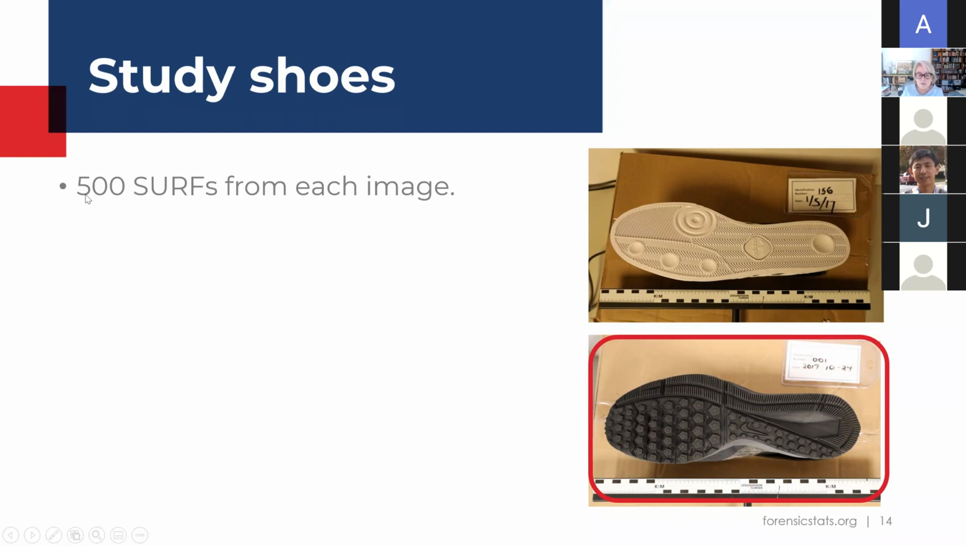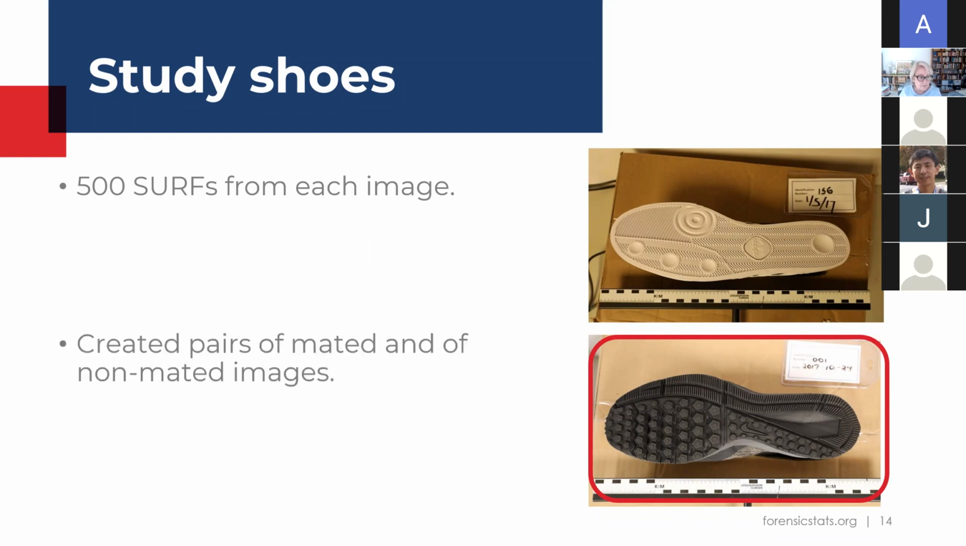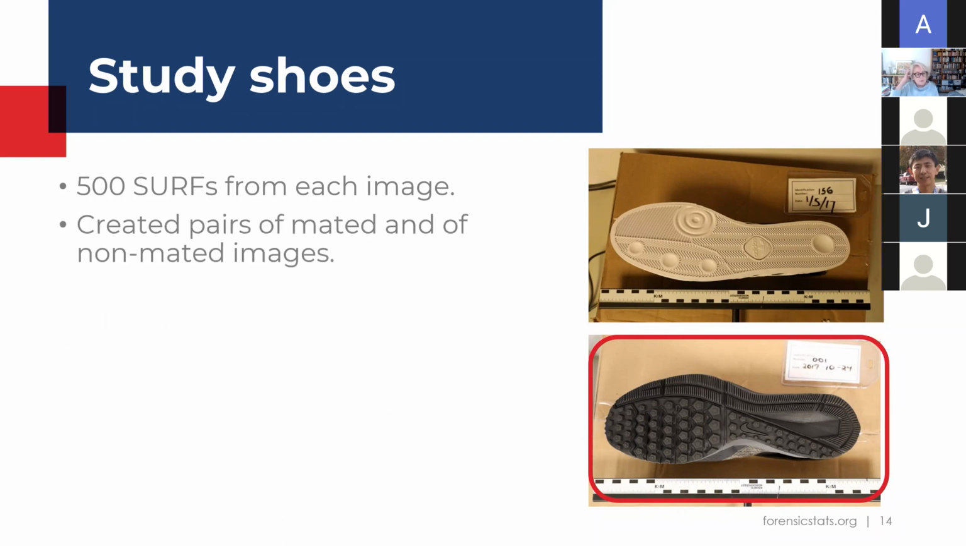So what we do is we extract the 500 strongest SURFs from each image and work with those instead of the original pixels. Each shoe we imaged in replicates. So when the shoes came back to the lab, we obtained 4 replicate images of each shoe. So for each pair of shoes, we have 8 images at each measuring location from each instrument. So we have a lot of data.